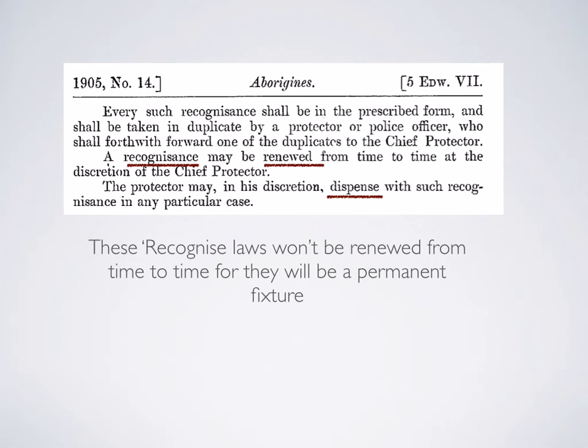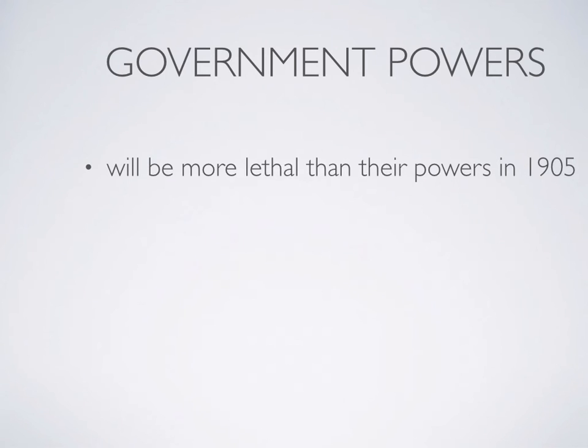And these recognised laws, recognise means to enter into recognisance. They won't be renewed from time to time, for they will be a permanent fixture. This will be permanent, binding in the Constitution forever, not to be renewed. The government powers will be more lethal than the powers in 1905 because it's going to be permanent. So in other words, we're heading backwards prior to 1905.